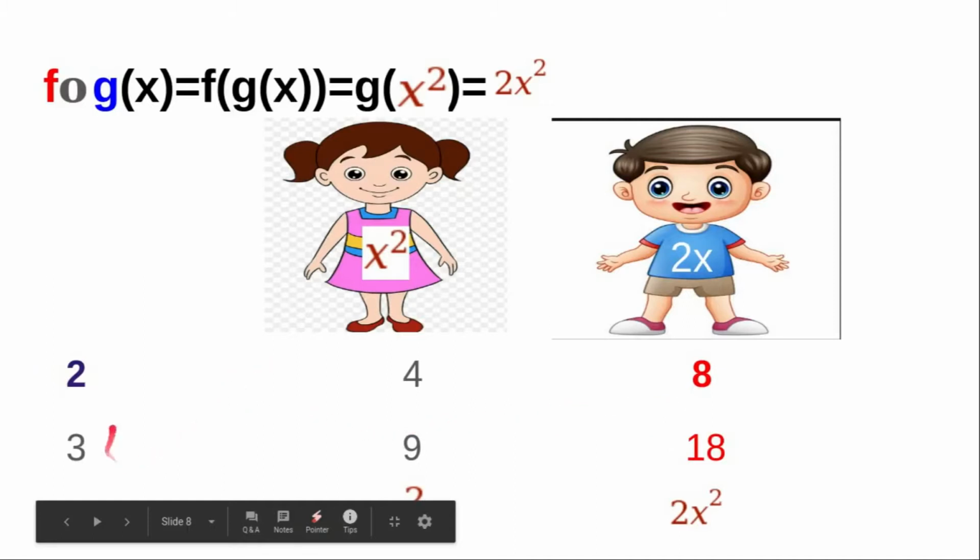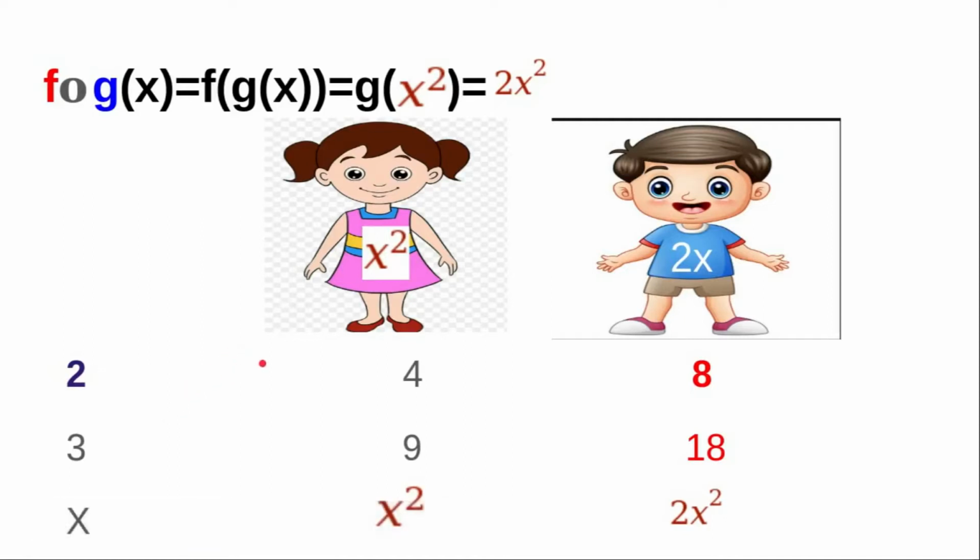Now I am giving x: x square, then 2x square. Therefore, f dot g of x is equal to f of g of x, that is f of x square, that is 2x square.